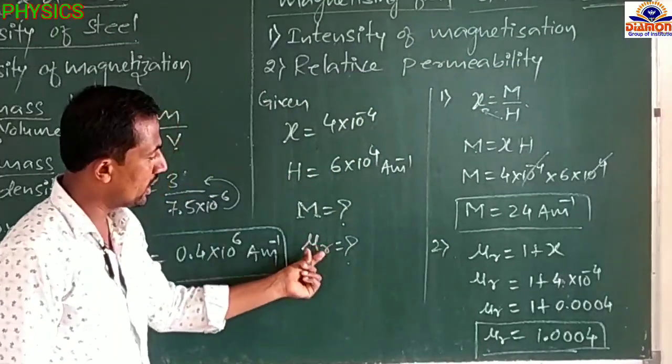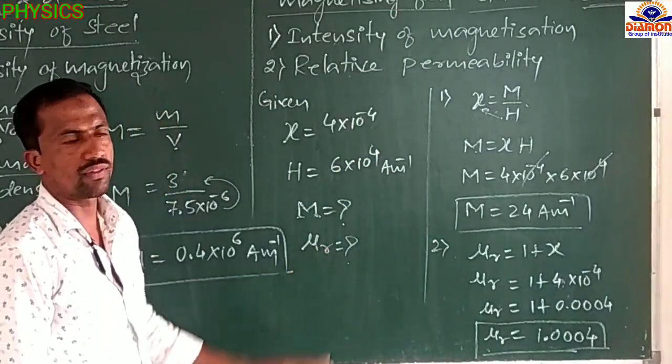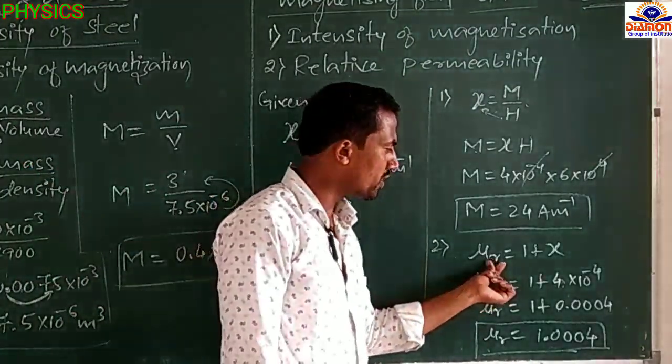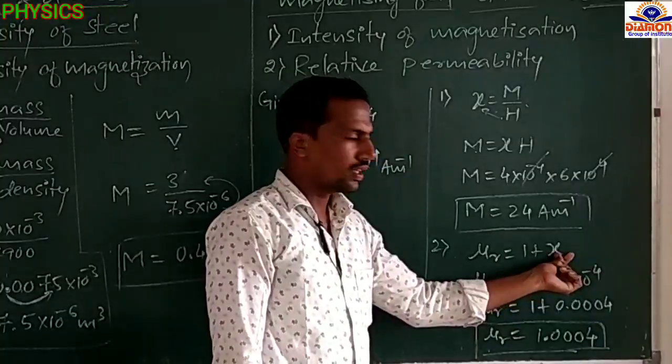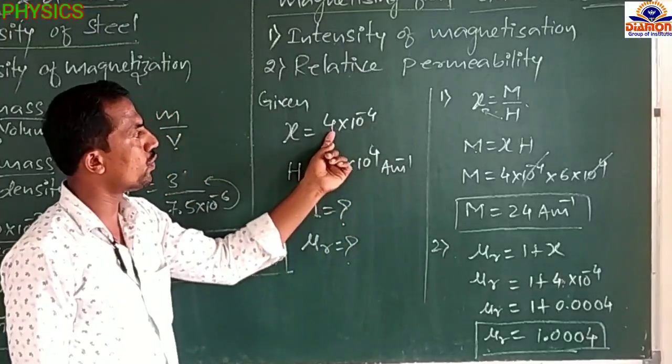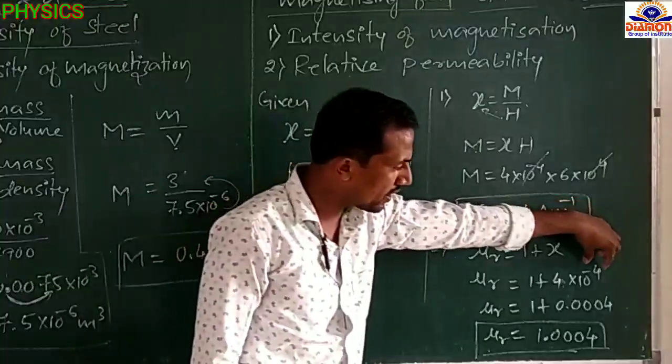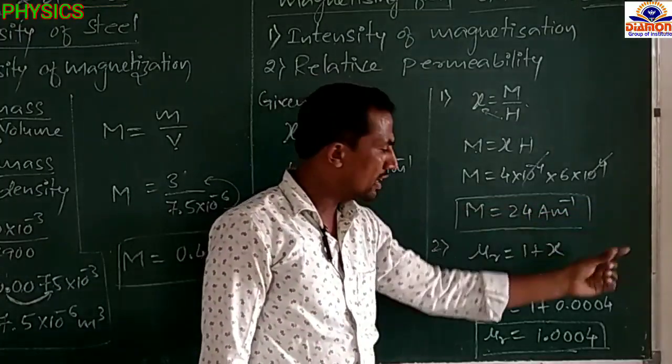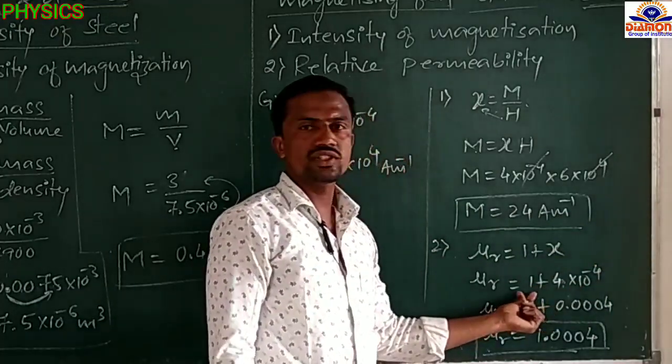Next one, relative permeability. The formula of relative permeability is mu r equals 1 plus psi. 1 as it is, psi is equal to 4 into 10 to the power of minus 4. We are writing here. One value is in power, another value is not in power.